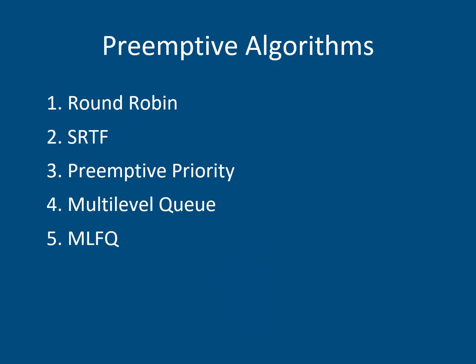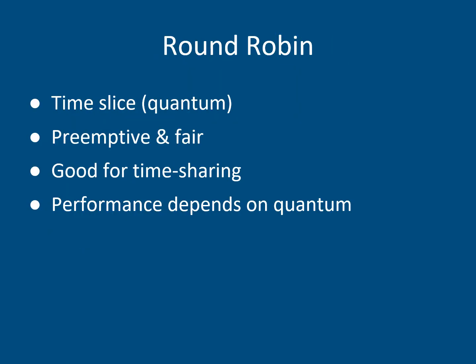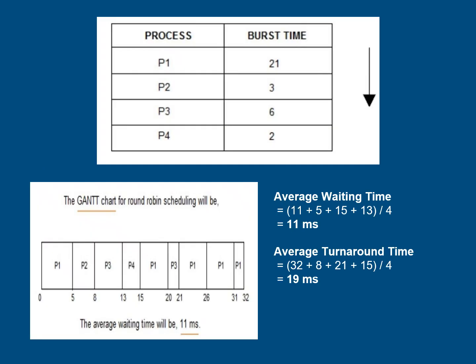Now the second category, preemptive algorithms. It consists of round robin, SRTF, preemptive priority, multi-level queue and MLFQ. Round robin. In round robin, each process gets a time slice called quantum. This example demonstrates round-robin scheduling with a time quantum of 5 milliseconds. Each process gets equal CPU time in cyclic order, preventing starvation and improving response time.